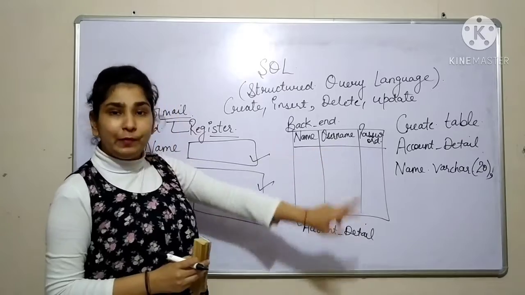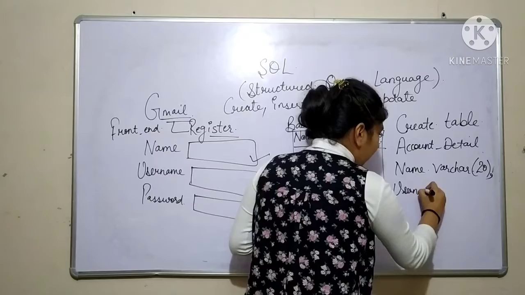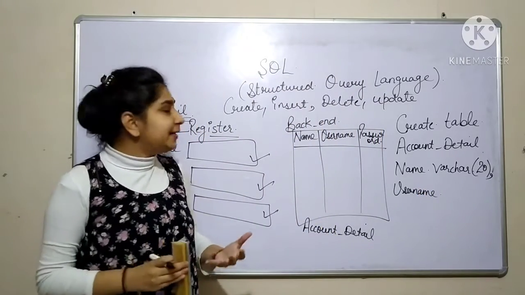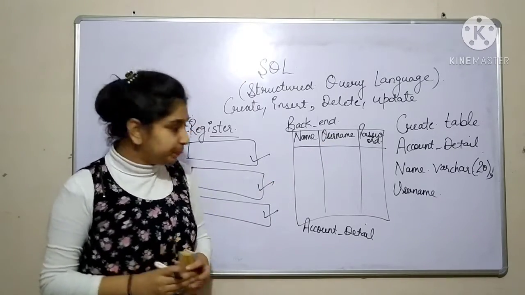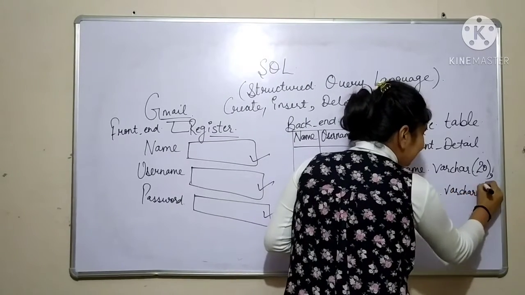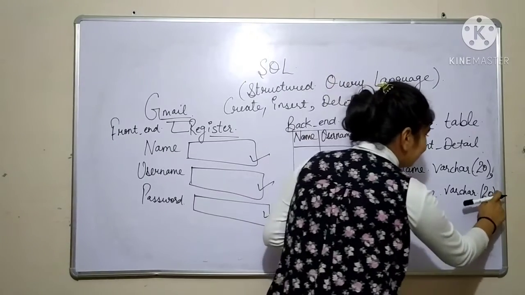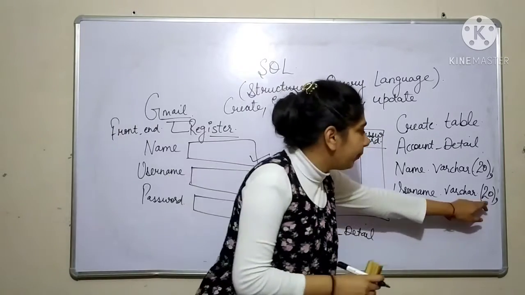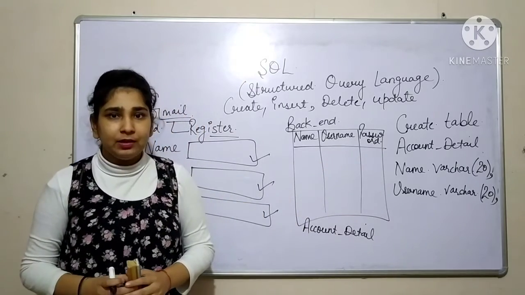Okay, next field is username. The next attribute I want is username. And what kind of data type I want for username? I want varchar. And the length I want is, let's suppose 20. Okay, the length I want is 20. This is the domain which I am setting for each and every attribute.